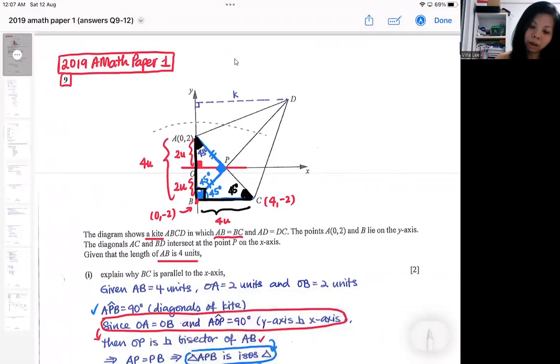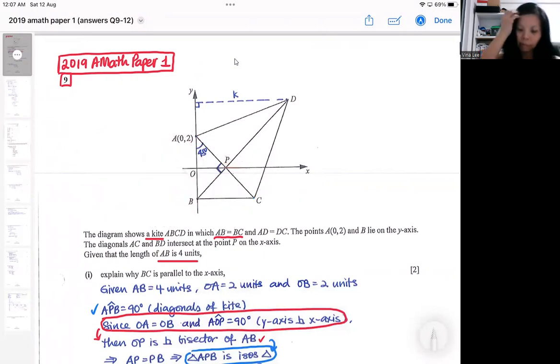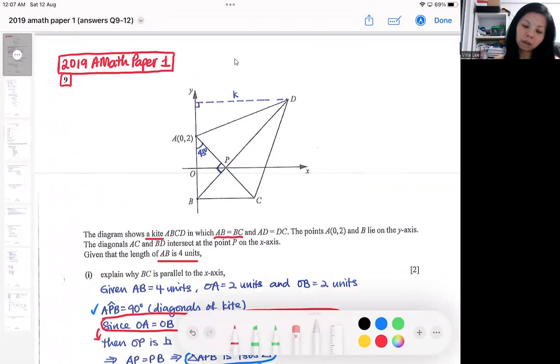Okay, so I didn't use the shoelace method. I explained to you my method. Then subsequently, you can try the shoelace if you want to. I can show you.